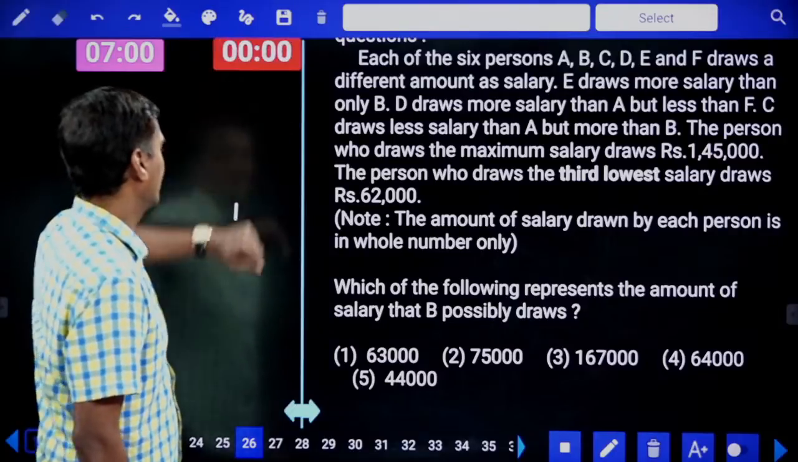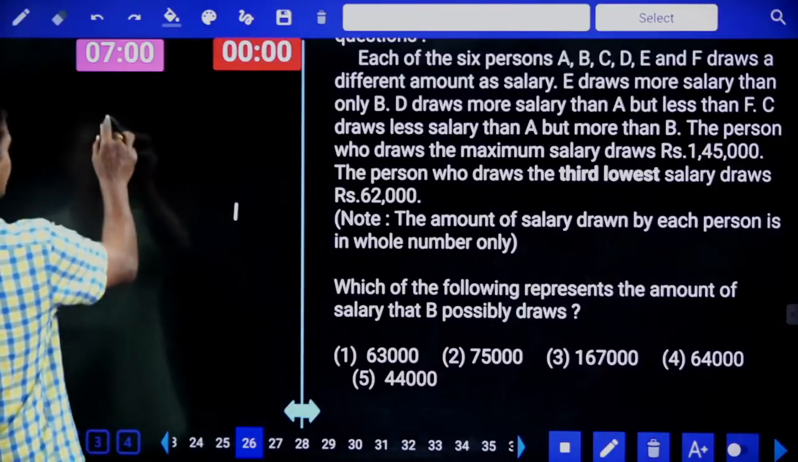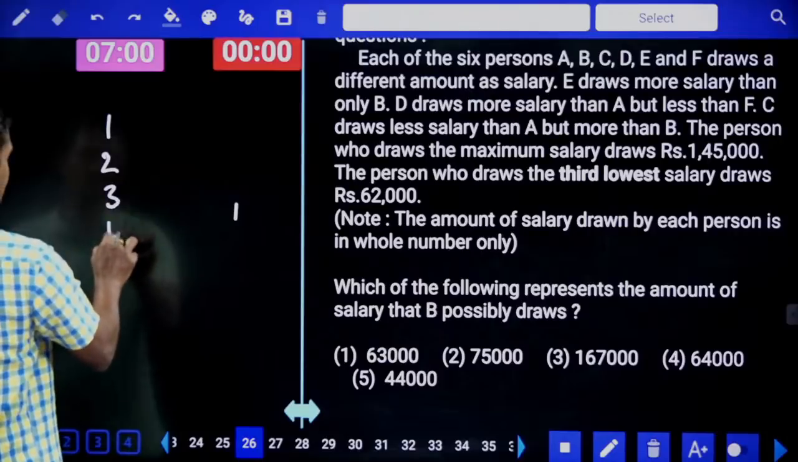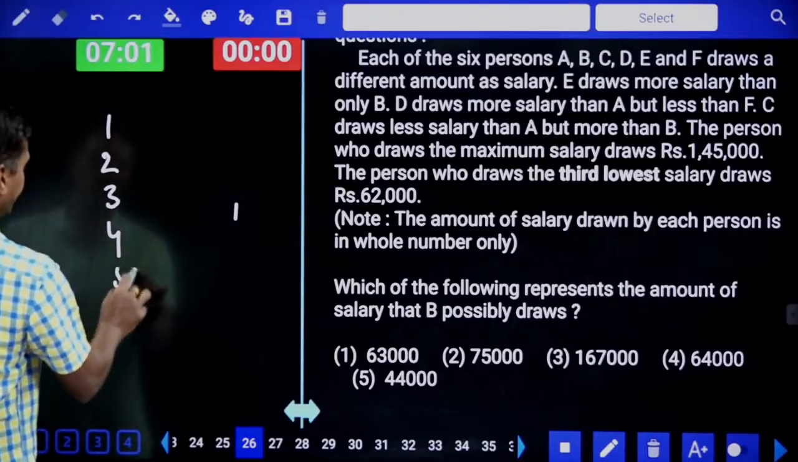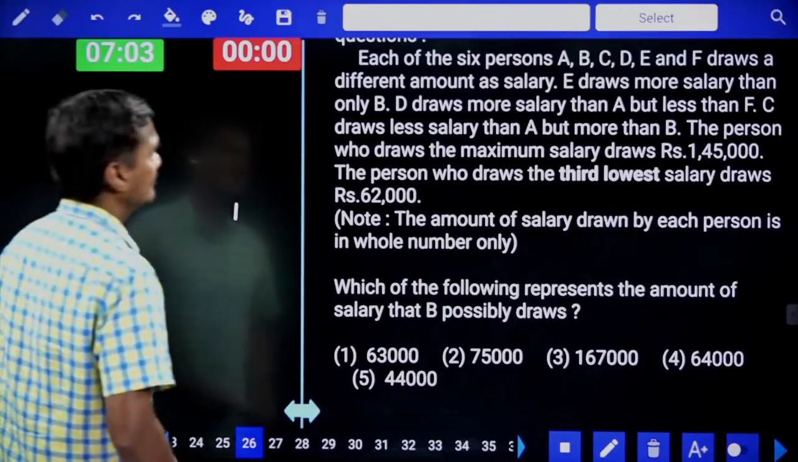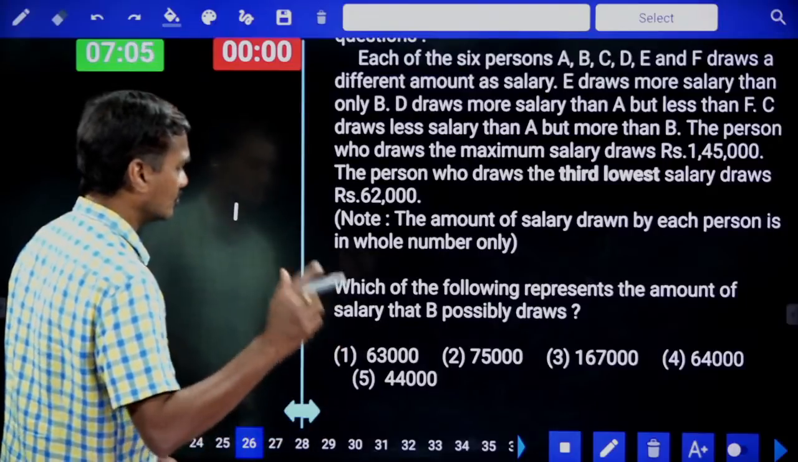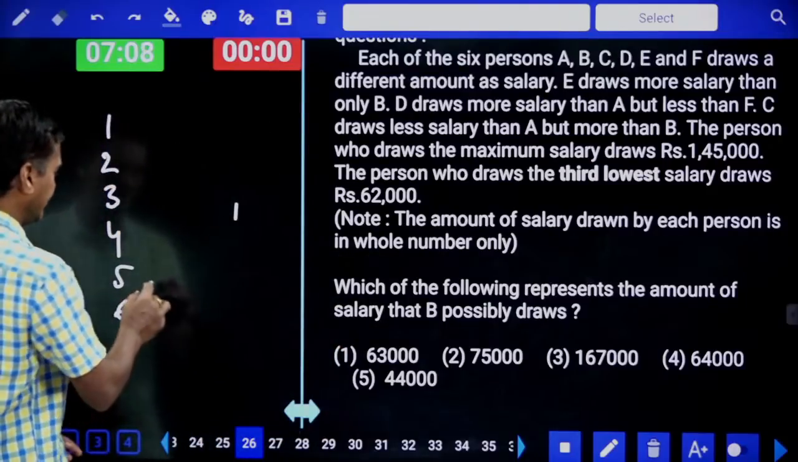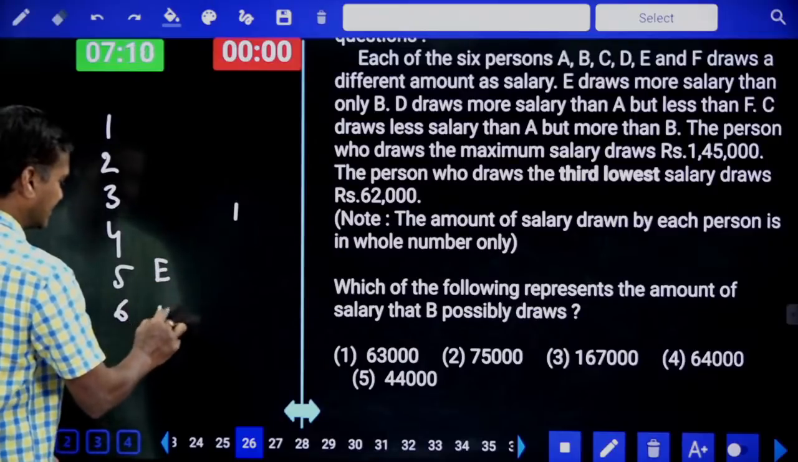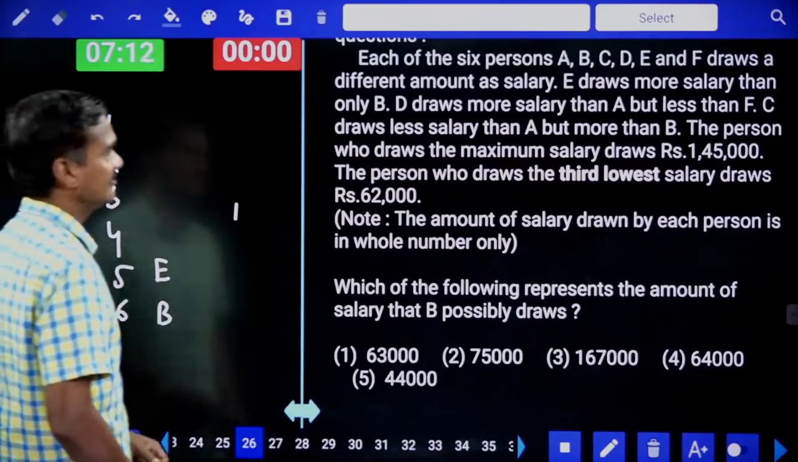I hope you people have done this. Then 6 persons were there: 1, 2, 3, 4, 5, 6. Now these 6 persons are being compared in the salaries. First one, E draws more salary than only B. E is more than B, only B, and lesser than the remaining 4. Hence E must be at the 5th place.